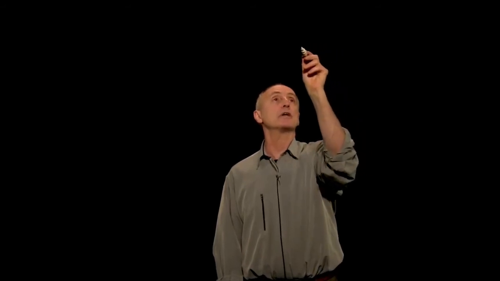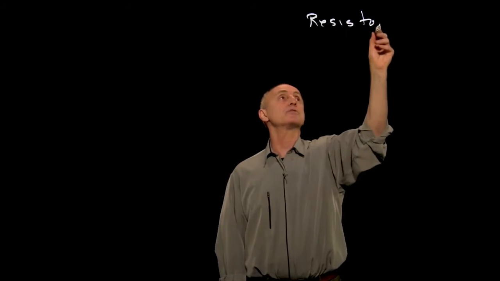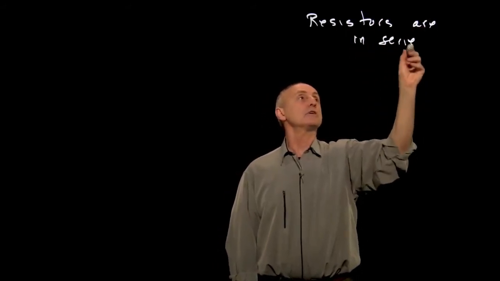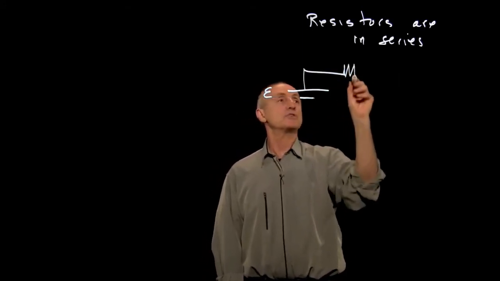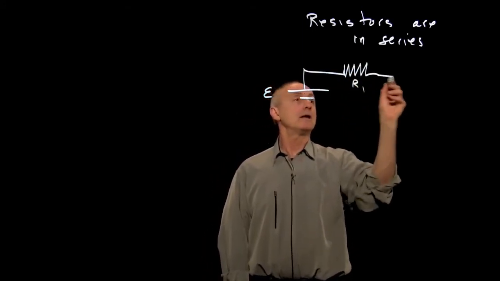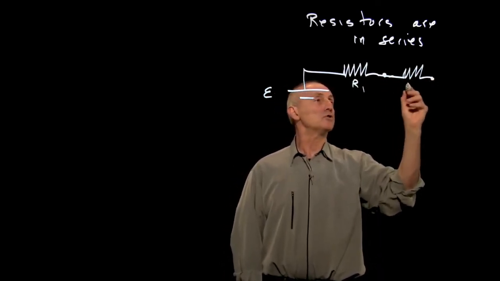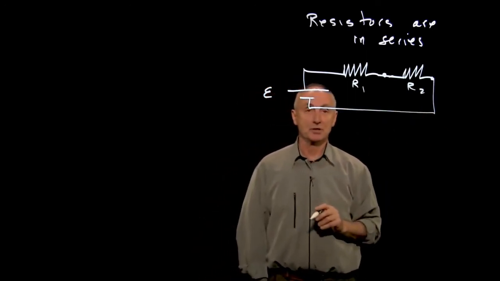We now want to look at how we can take a complicated circuit where a lot of resistors are connected and start to simplify the circuit. We begin by considering just the case where resistors are in series. So let's look at something like this. We have a source of EMF, we have a resistor R1, and a resistor R2, and it's connected in a circuit.